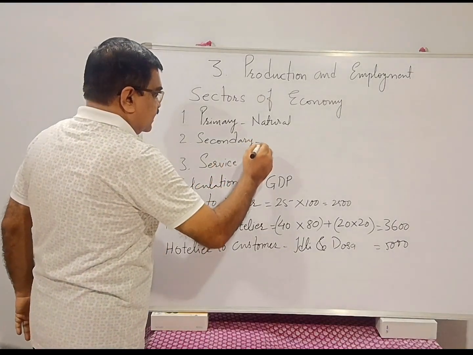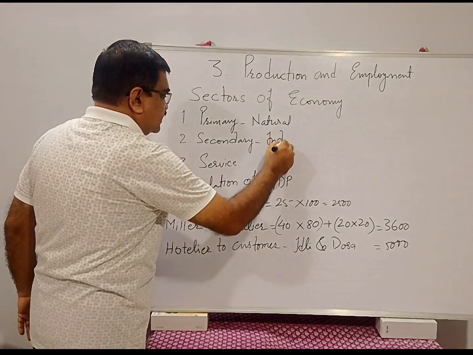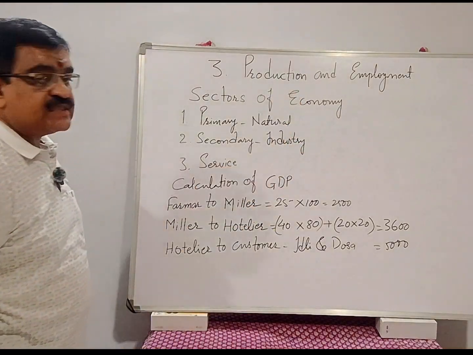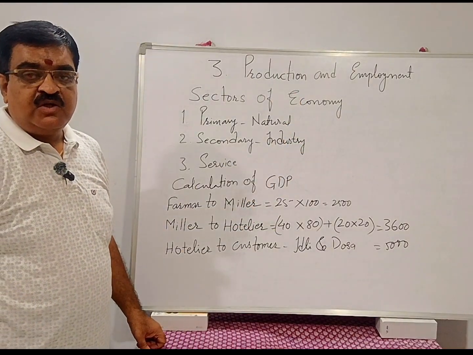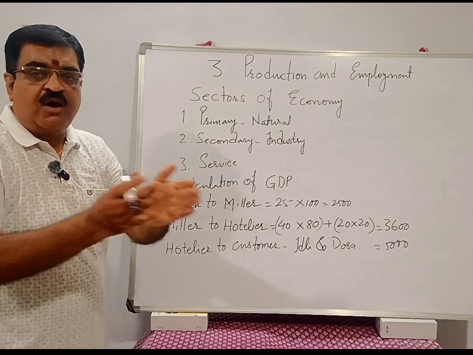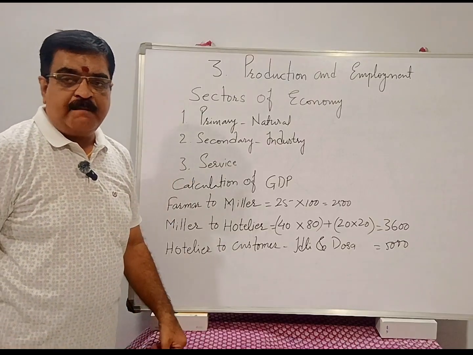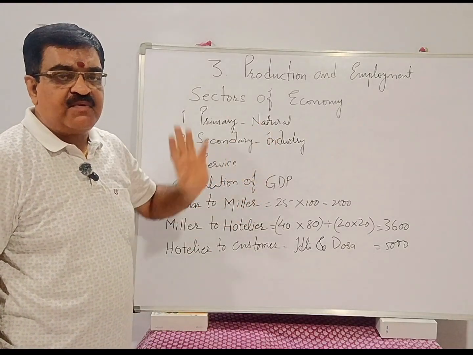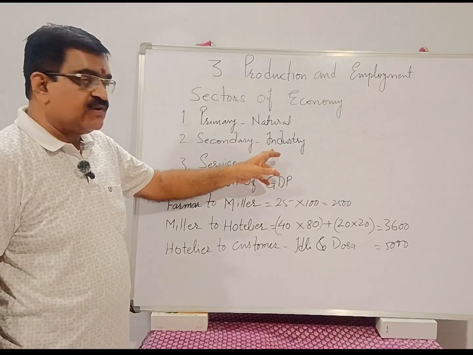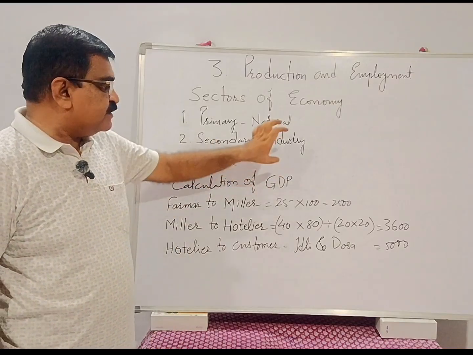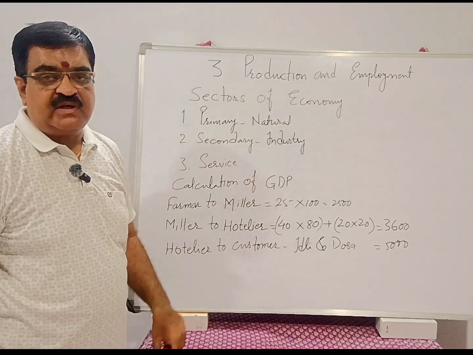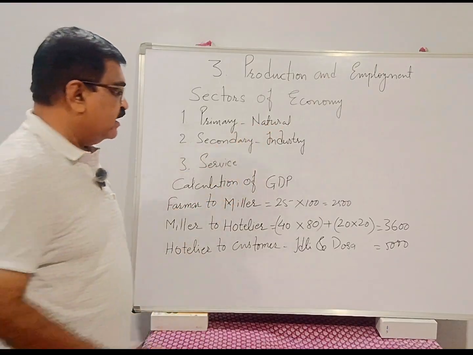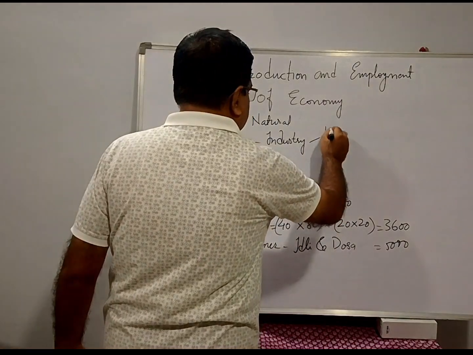Now the secondary sector relates to industry and the work of production. When we are converting raw material into finished product by applying our skill, technology and labor work, that is called production. Production is possible in industries only. Production is possible in which industry? In industry only. It may be heavy industry.